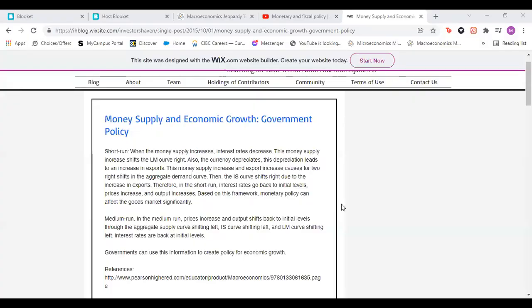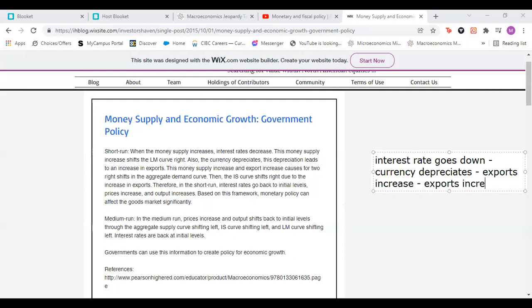Some of the answers I'll show: the money supply increasing, so interest rates decrease, and then currency depreciation can happen with a reduced interest rate. If the interest rate goes down, the currency depreciates, and then exports increase. This can grow the economy because exports increase GDP. So that can be a good way, and that's another way the government can grow the economy.